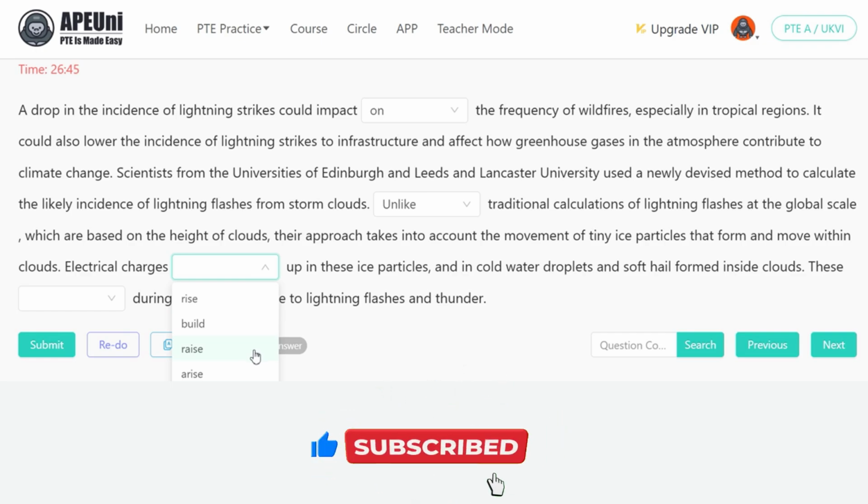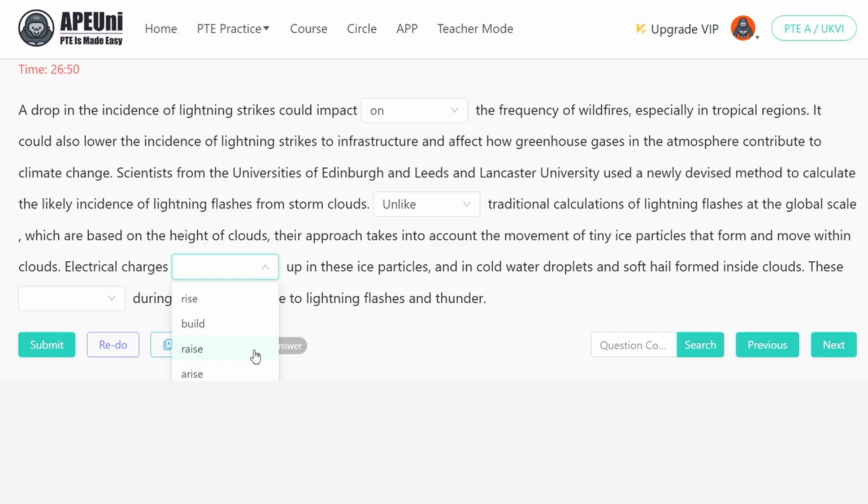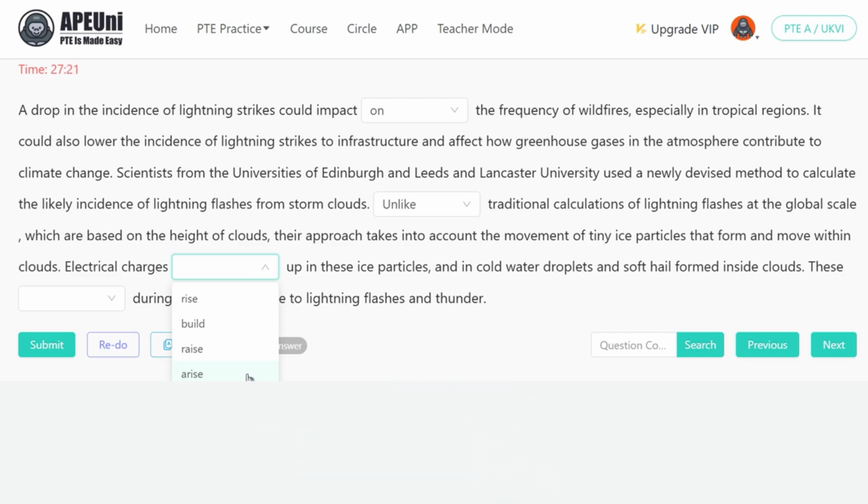Next, we are having raise. Raise is a transitive verb, requires an object. They raised the flag. She raised her voice. Raise is not a right option. Arise, used for abstract emergence, not physical buildup. For example, problems may arise unexpectedly. New ideas often arise during discussion. Correct? So which one is the right one? Build up in these ice particles.